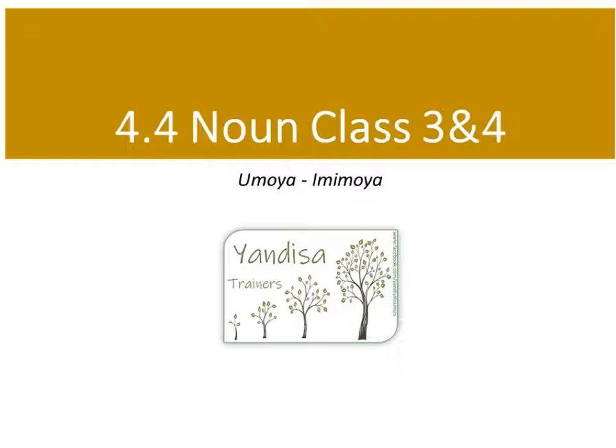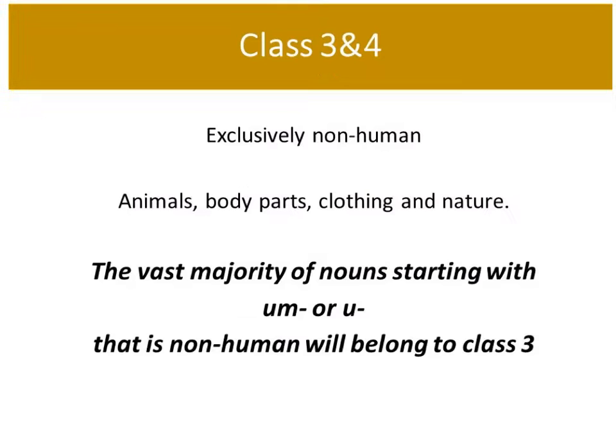Module 4.4, Noun Class 3 and 4. We're now going to be looking at classes 3 and 4, and as usual, class 3 will be our singular and class 4 will be our plural. This group is exclusively non-human and includes animals, body parts, clothing, and nature.